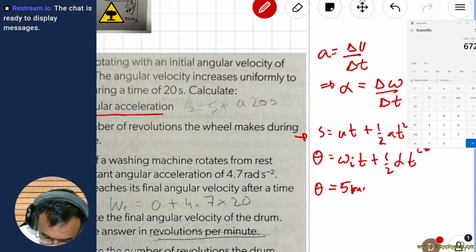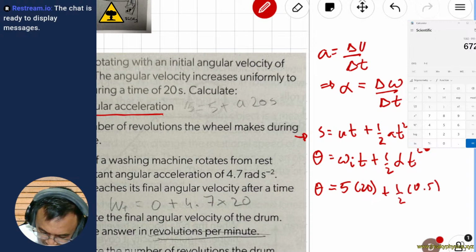What's that? That's the calculator. 100 divided by pi is 31.8. 31.8 revolutions. Sorry, but what is a revolution? A revolution is 1 turn. Okay, let's put that here. Revolutions is number of turns.